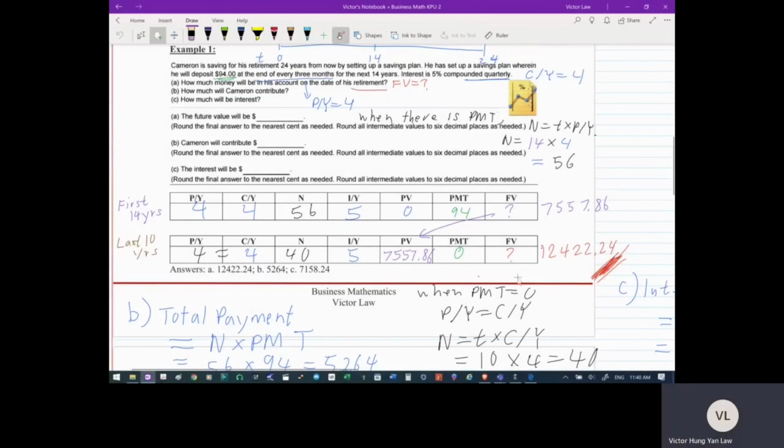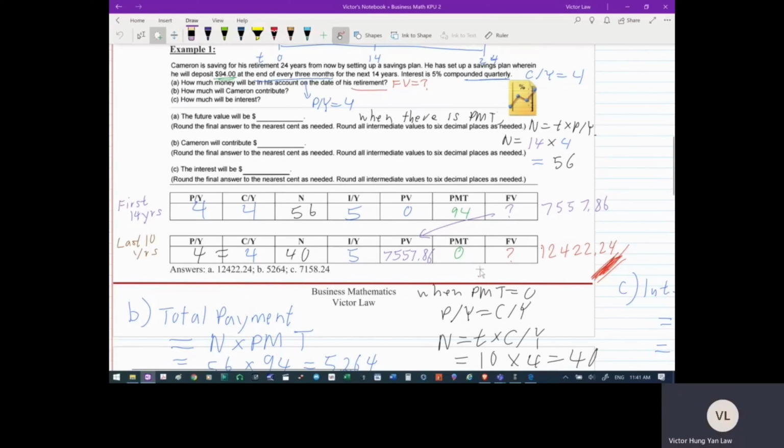So again, in the last 10 years, when there are no payments, then our N equals T times CY. So that's why we have 10 times 4 gives you the 40 for the last 10 years. In the first 14 years, we have payments. When there's payments, then our N equals T times PY. So that's why we have the 14 times 4. That gives you the 56. So make sure you know the difference. When there's no payment, when PMT equals 0, N equals T times CY. When there's payments, then N equals T times PY.